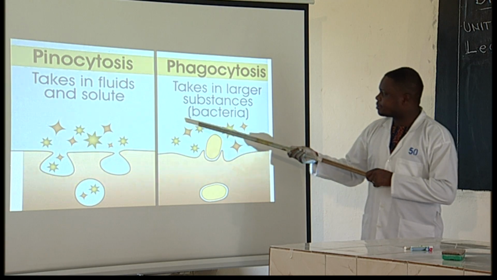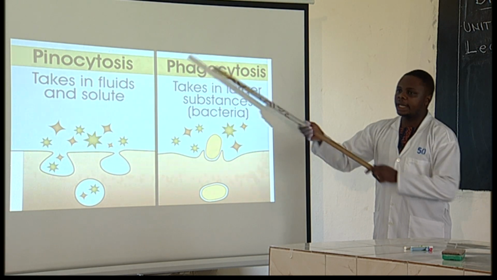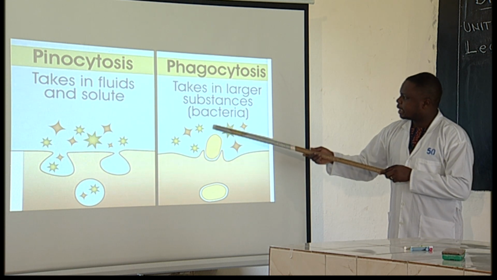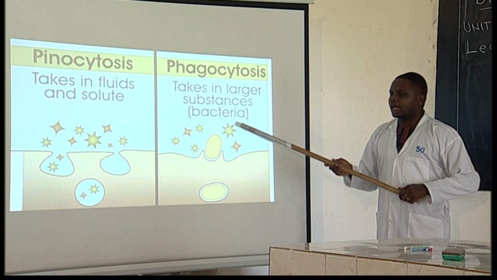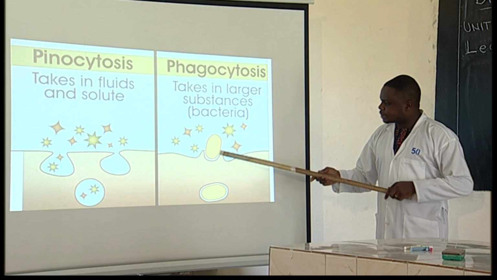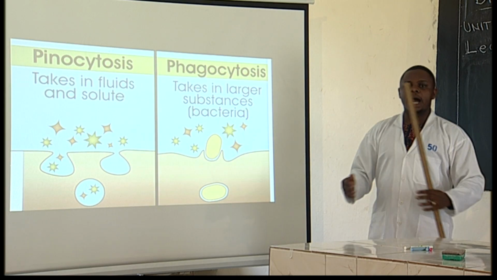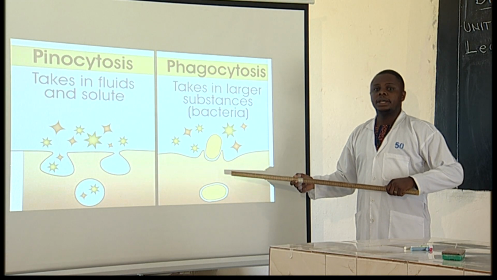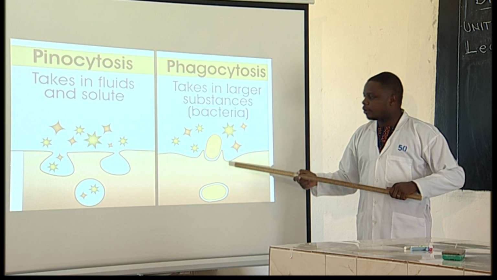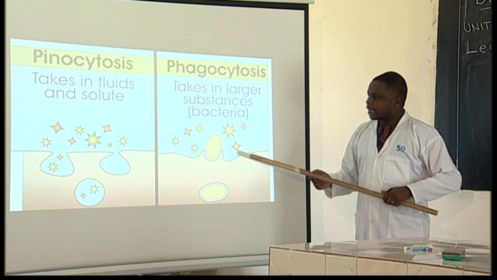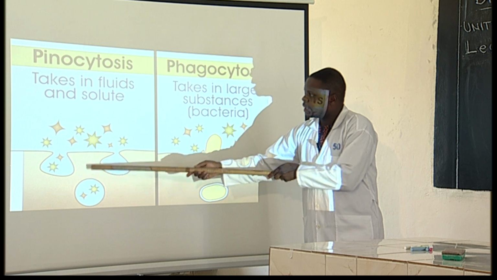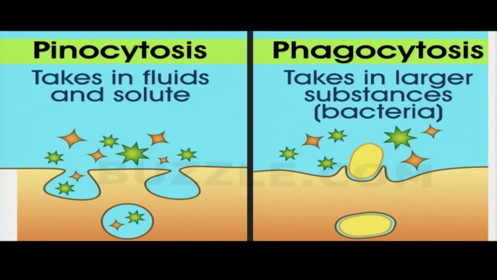Here we have diagrams describing phagocytosis and pinocytosis. Here you can see we have a very large substance. Here we can even say bacteria, and this bacteria can be engulfed by our body cells like neutrophils by the process of phagocytosis. And then here we have dissolved solutes which enter into our cells by the process of pinocytosis.